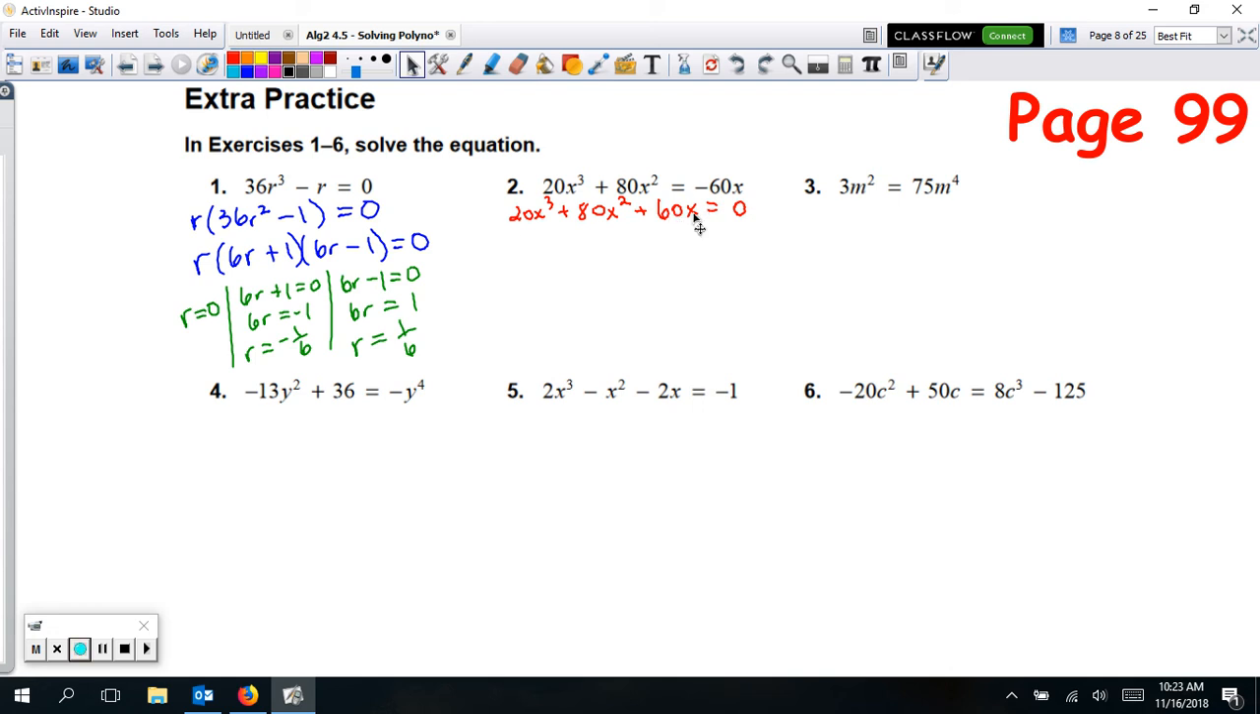So now it's in standard form, in descending order, equal to 0. Okay, so we're going to look for our GCF first. I can see that 20 can go into these other numbers, so I can factor 20 out. I can also factor an x out, because there's one x in all of them. So 20x is what I'm factoring out. That's the GCF. And then I'm going to reduce every term here by 20x.